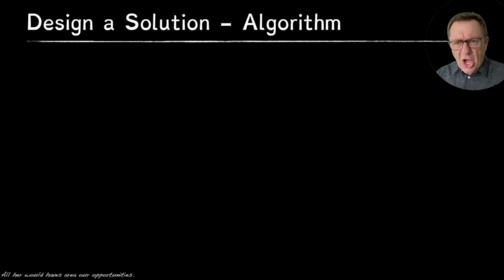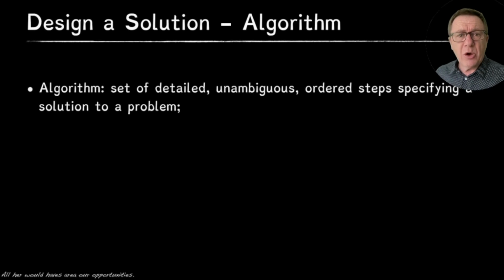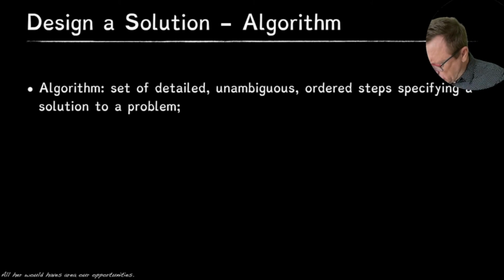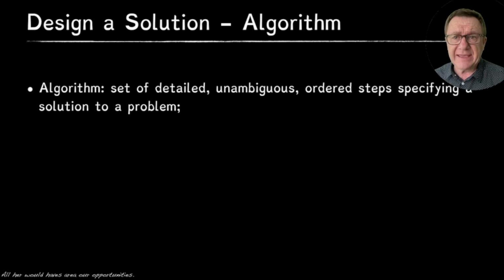Okay, designing a solution, the algorithm. So what is an algorithm? So algorithm, we say, is a set of detailed, unambiguous, ordered steps specifying a solution to a problem. Okay, let me rephrase that. You can't put the cake in the oven to bake if you haven't mixed all the ingredients together. Okay, so we need to know detailed, unambiguous. What order do we do them in?